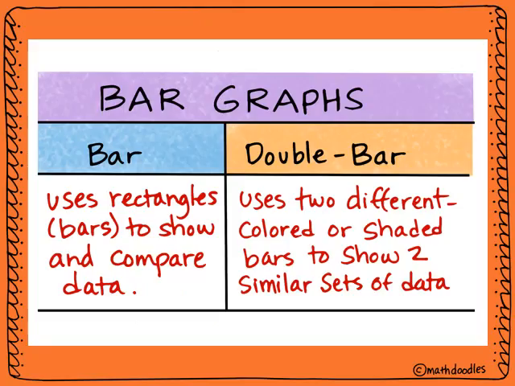A couple of types. There's a regular bar graph. It uses rectangles or bars to show and compare data. And a double bar graph, which uses 2 different colored or shaded bars to show 2 similar sets of data.